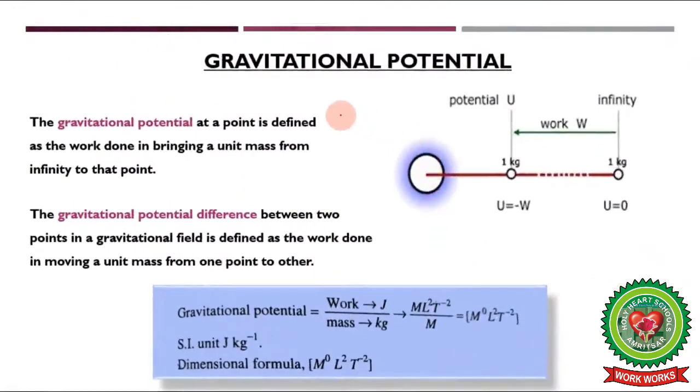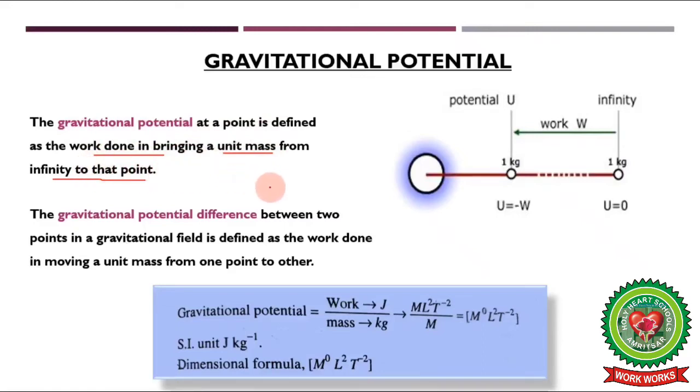Next is gravitational potential. Students, before going through this article, just recall what you have read in your previous class about electric potential or potential difference. Here you can find some similarities between the definitions. The first definition: the gravitational potential at a point is defined as the work done in bringing unit mass from infinity to that point. Remember, in electric potential, the definition is the work done in bringing unit charge from infinity to that point.